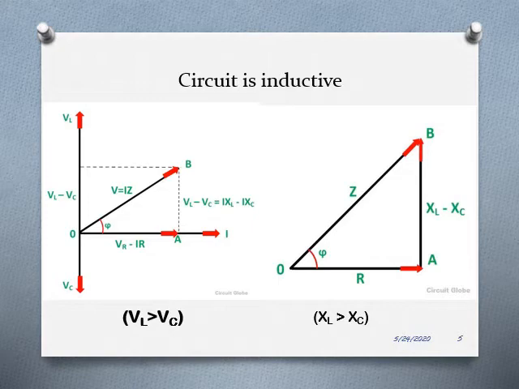So, AB is VL minus VC, or it is nothing but I into XL minus XC. So, you have got the two sides of the triangle OA and AB. So, resolve it. The resultant vector, that is the resultant or total voltage, that will be OB, the hypotenuse of the right angle triangle, that is V is equal to IZ.